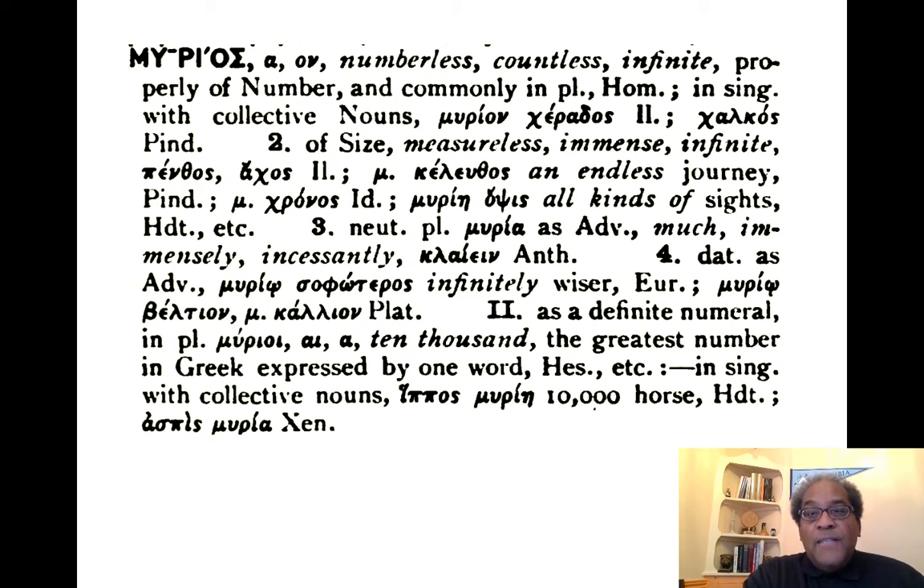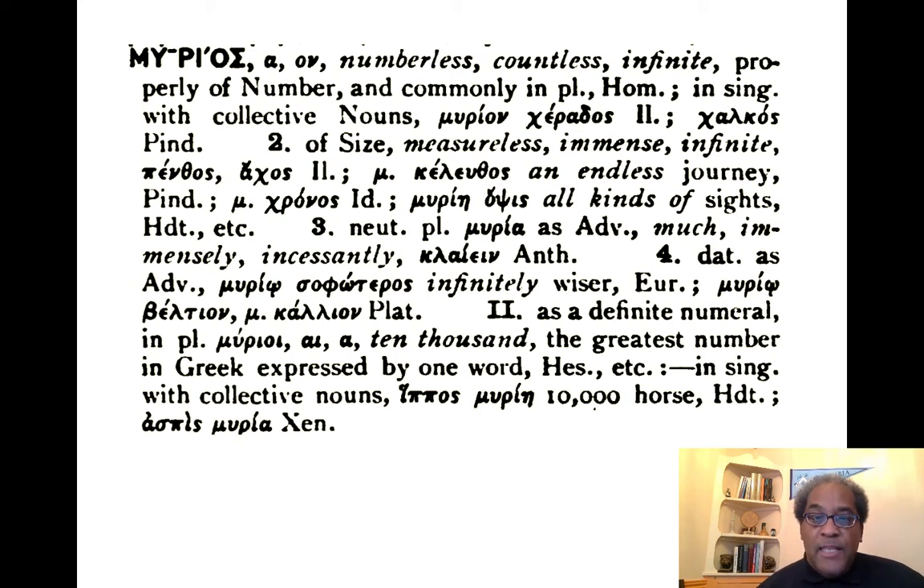But then 2, you see of size. Again, murios aon is measureless, immense, infinite. So pentos murios is immense suffering. Akos murios is immense pain. Murios keleutos is an endless journey. Murios chronos, Pindar uses that. Muriae opsis, all kinds of sights, from Herodotus and onwards. Then 3, in the neuter plural, muria as an adverb means much or immensely or incessantly. So klaein muria means to cry incessantly. That's found in the Greek anthology.